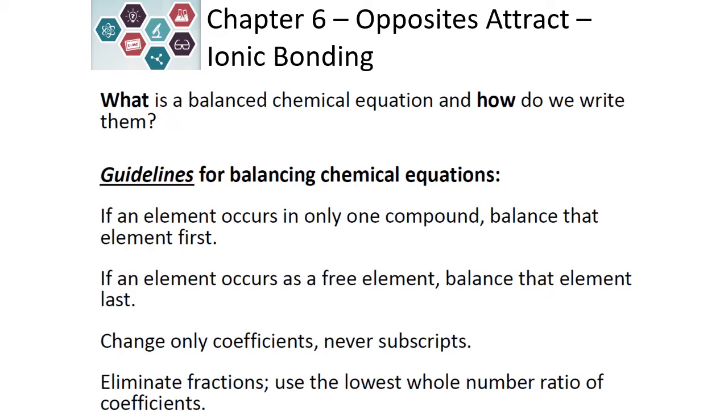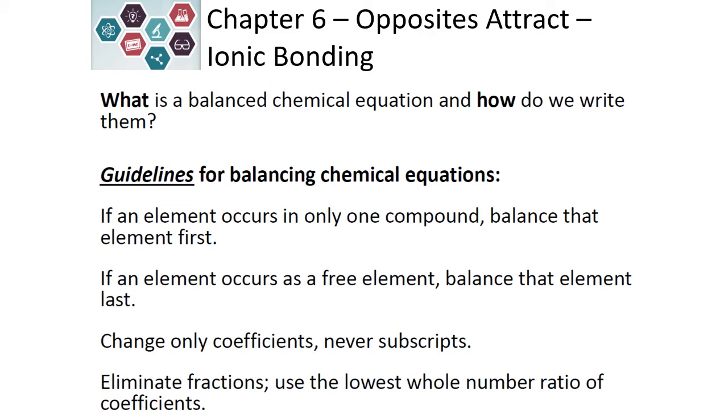So when we're balancing them, we have some guidelines that we can follow to make it a little bit easier. If an element only occurs in one compound, it's a good place to start by balancing that element first. If an element occurs all by itself as a free element with nothing else attached to it, we leave that one to last, because if we change the number in front of that, it doesn't change anything else in the chemical reaction. We can only change coefficients, never subscripts.